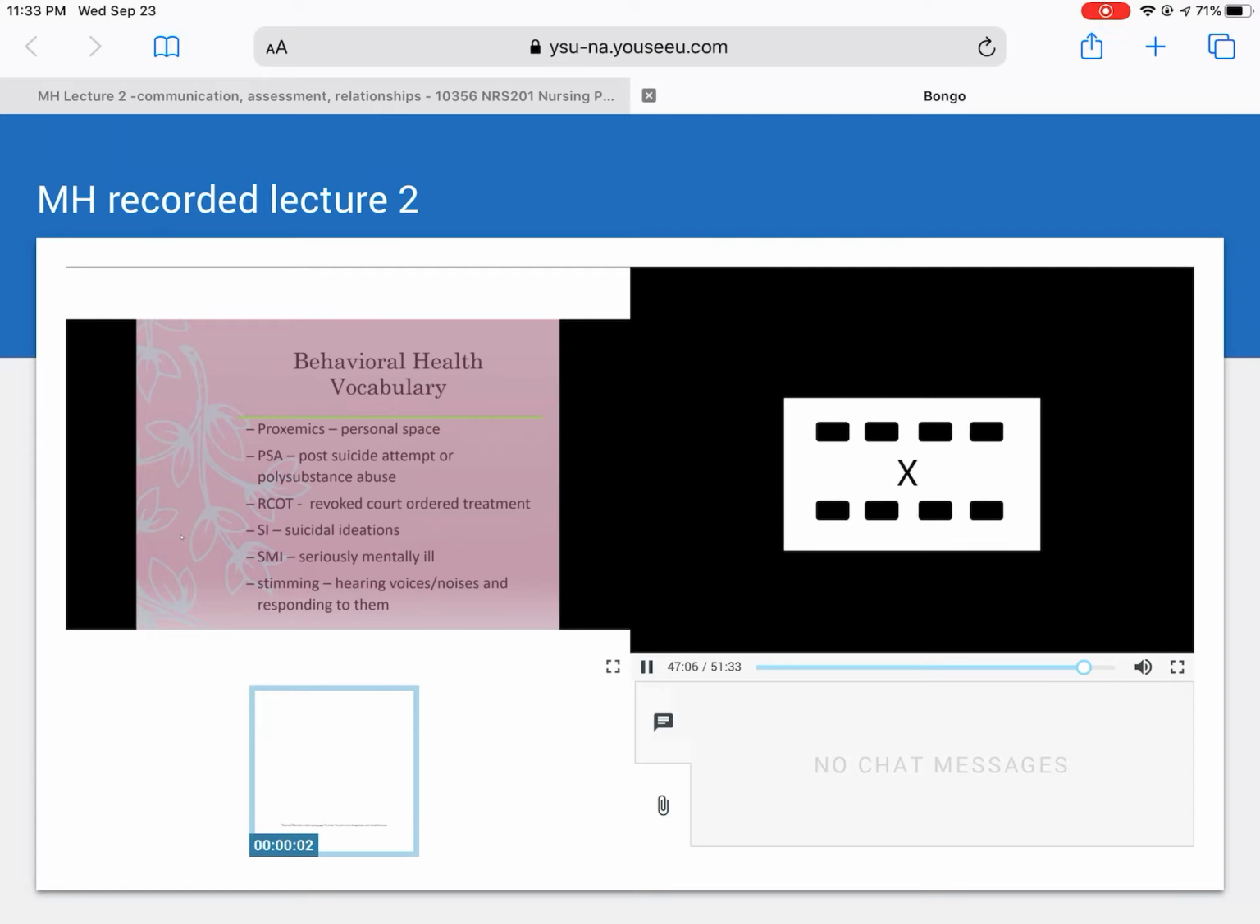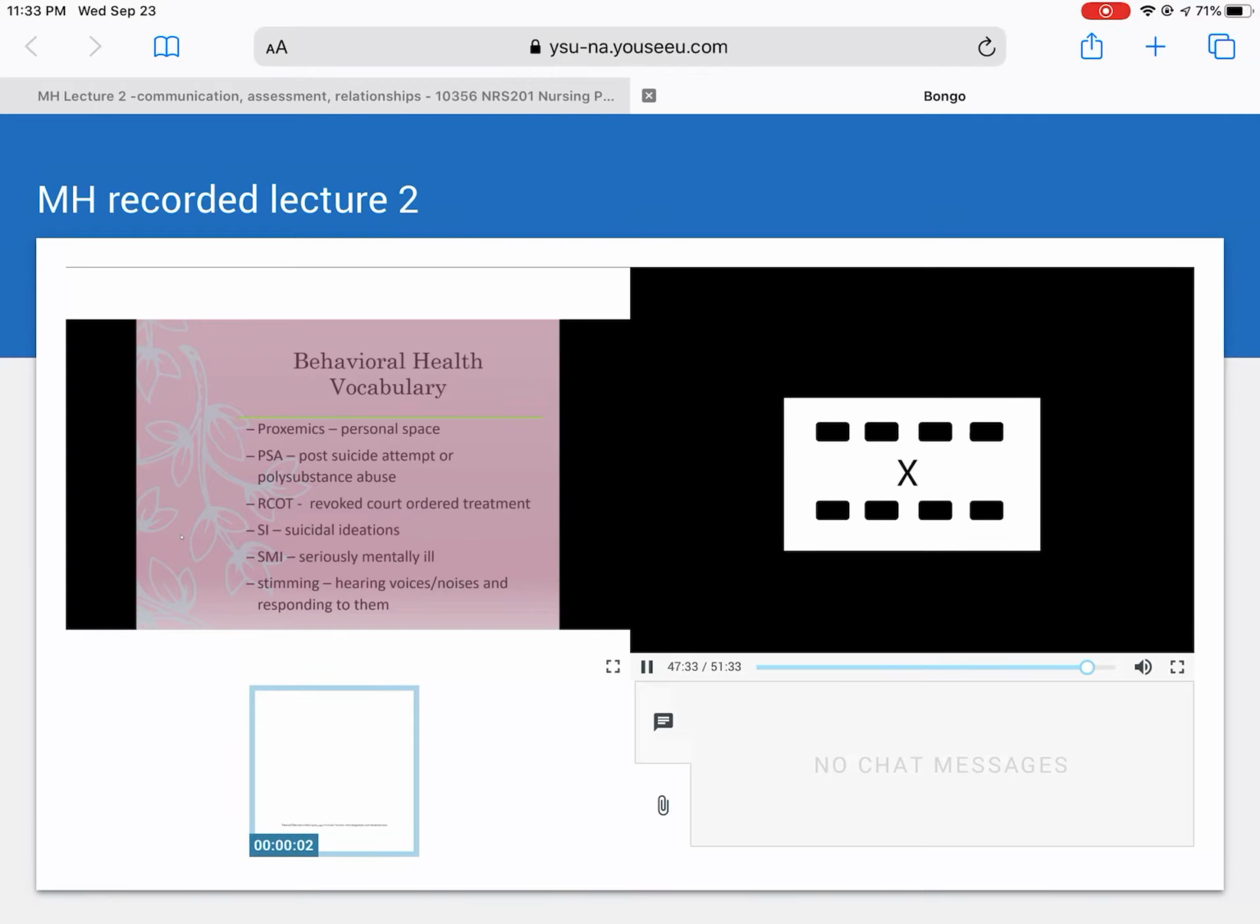Proxemics, your personal space. We as Americans like about 3 to 5 feet. Right now, it's more like 6 to 12. PSA, post-suicide attempt or polysubstance abuse. RCOT, the revoked court-ordered treatment. I know revoked means taken away, but in this case, it means put back. Okay? What's taken away are their civil rights. SI, suicidal ideations. SMI, seriously mentally ill.